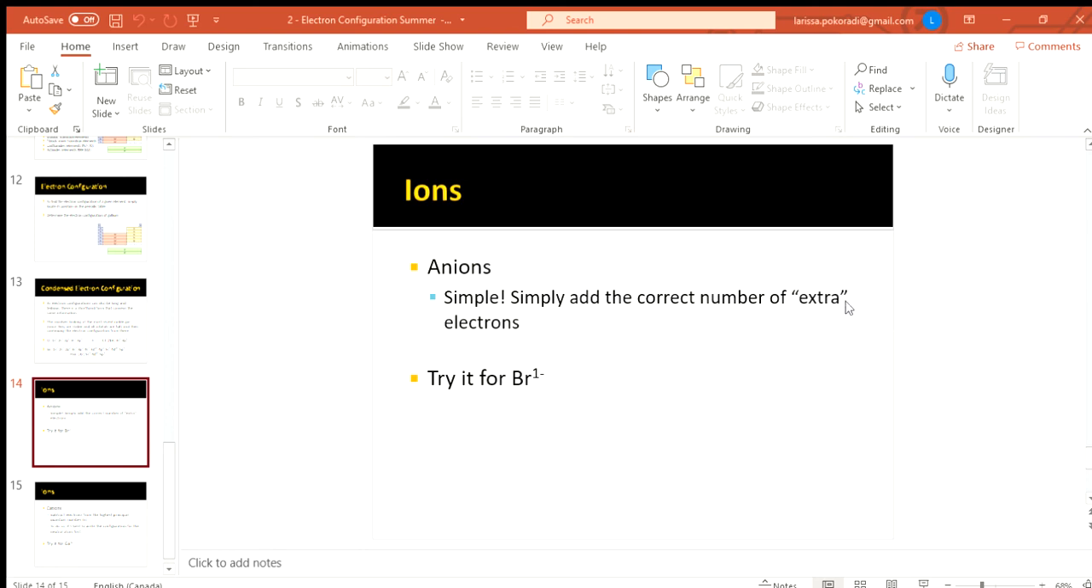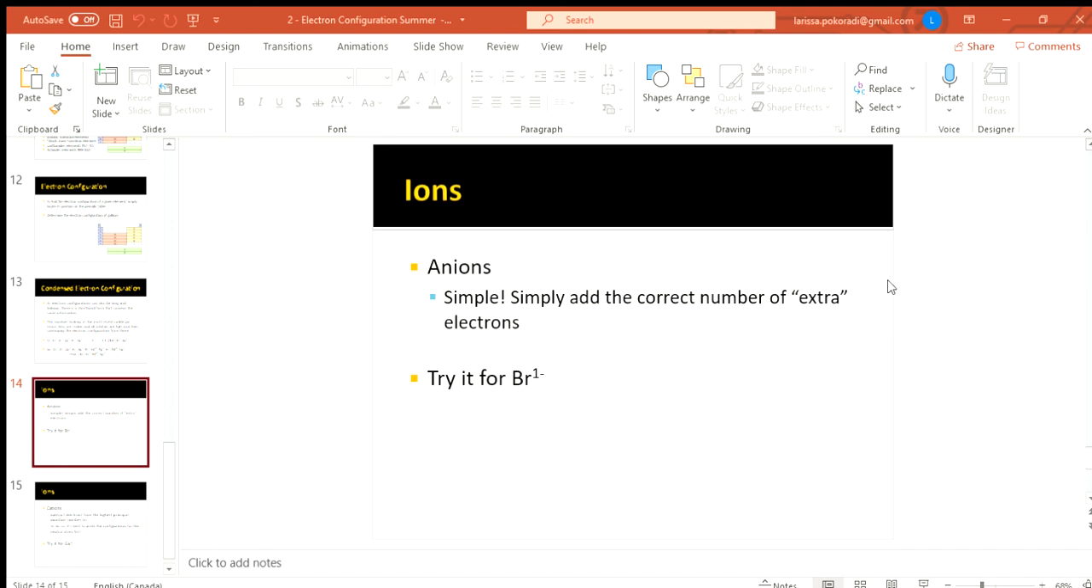So if we were to do normal bromine, and let's say we're doing it with the condensed version, and we just do square brackets with Ar in it, which means we don't have to start until we get to K. That's going to be 4s2, going to go all the way across the 3d's, so 3d10. And then we're into 4p1, 2, 3, 4, 5, 4p5, except we have bromine with a 1 minus charge, which means we actually have 4p6. We're adding that extra electron.